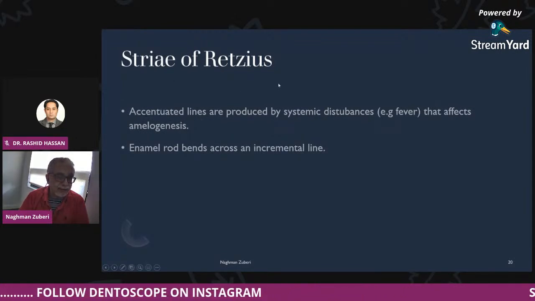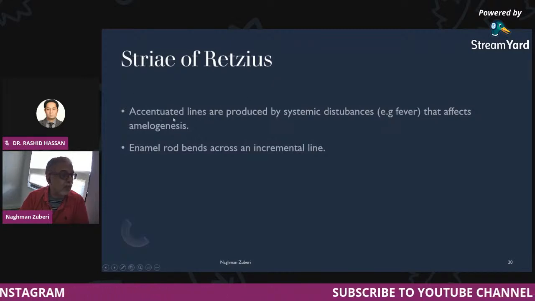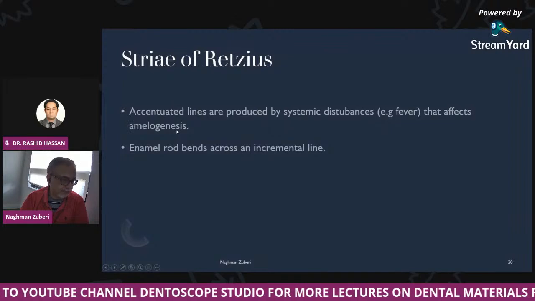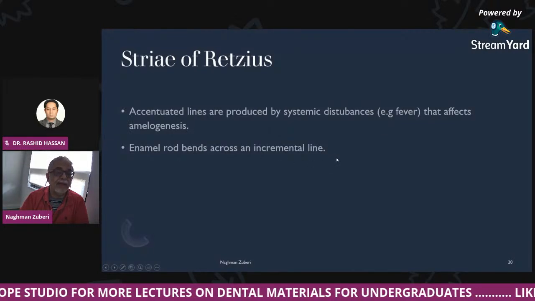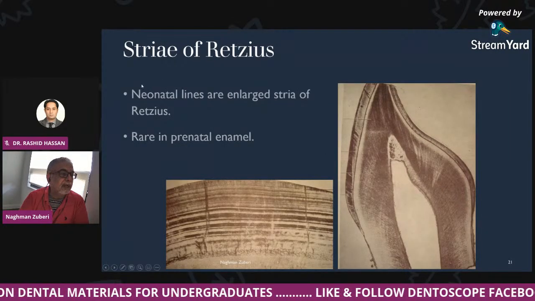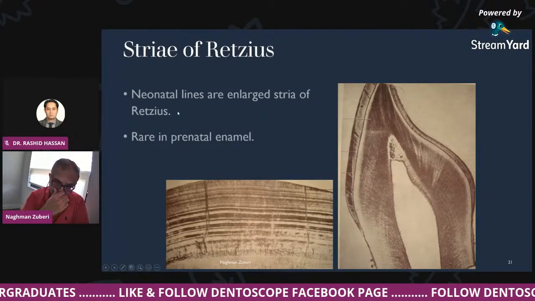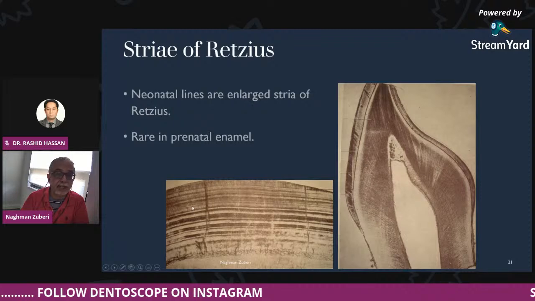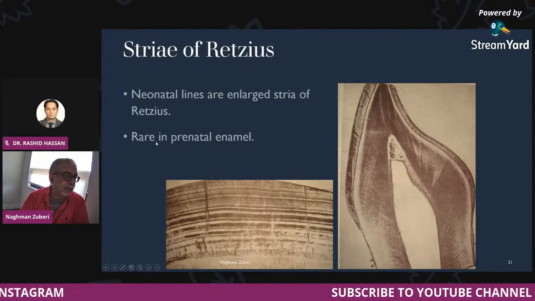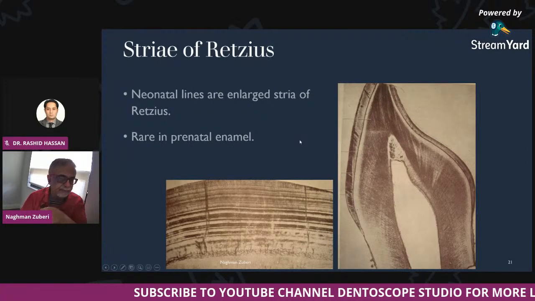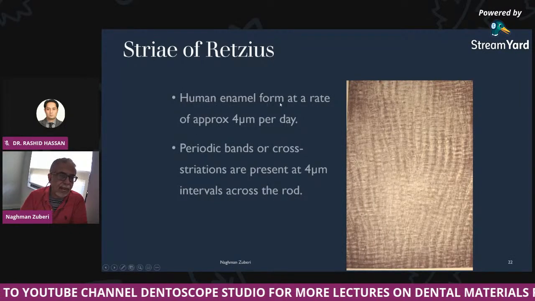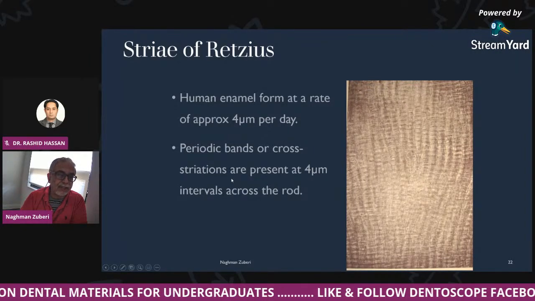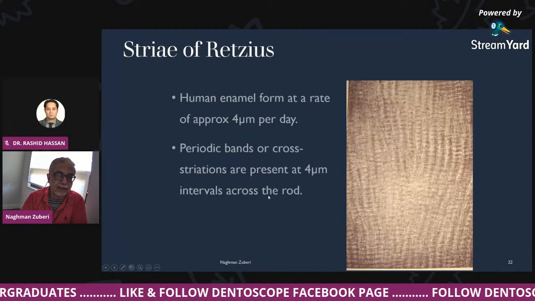Striae, those which we have discussed, when accentuated, are produced by systemic disturbances like fever that affect amelogenesis. Enamel rods bend across an incremental line. Neonatal lines are enlarged striae, and they represent when the child is born and the environment changes. Those are not present in the prenatal enamel. Human enamel forms at a rate of approximately 4 microns per day. Periodic bands or cross striations are present at 5 micron intervals across the rod.